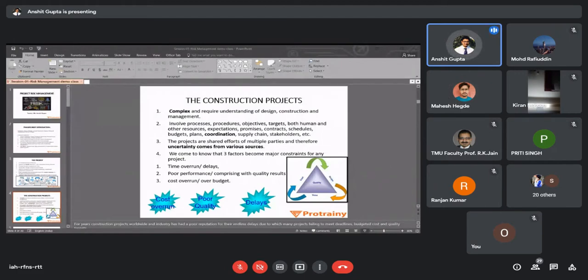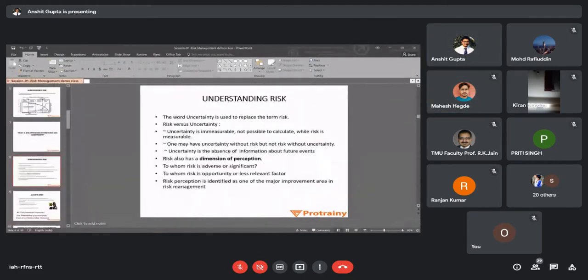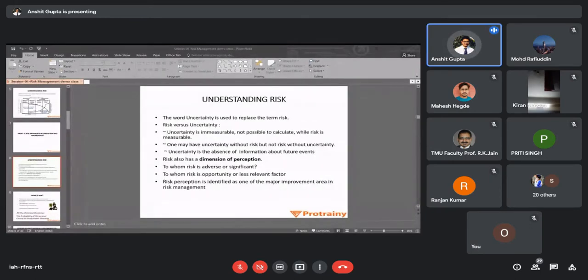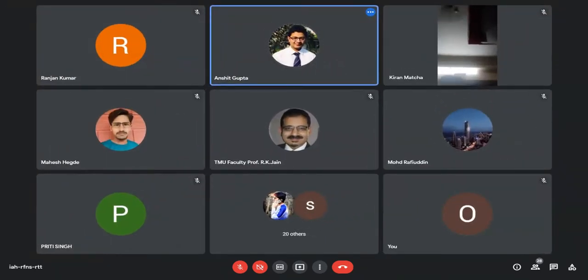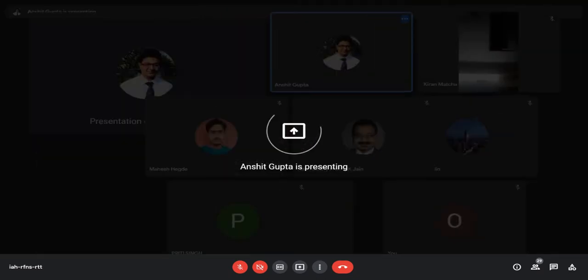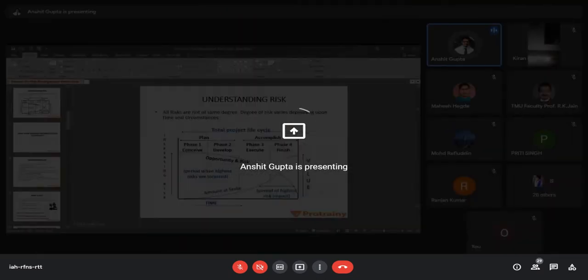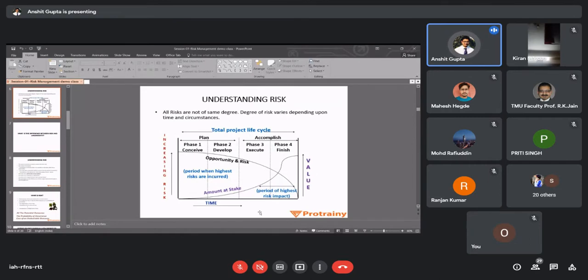The slides are not changing, sir. Okay, I'll just stop share and reshare again. Was this graph visible before when I was discussing the graph? No, sir. Now it's visible. Oh, okay.